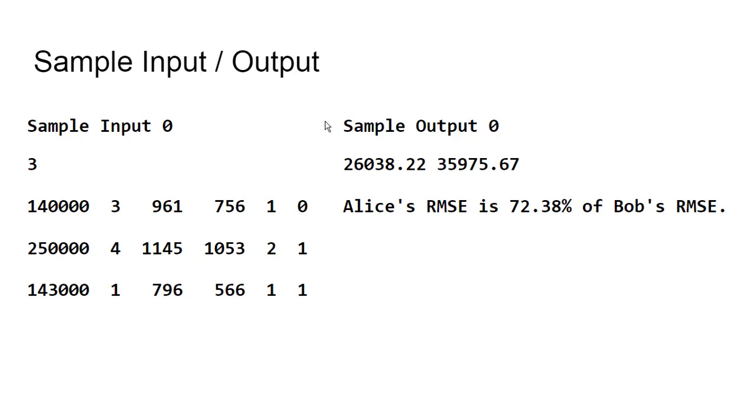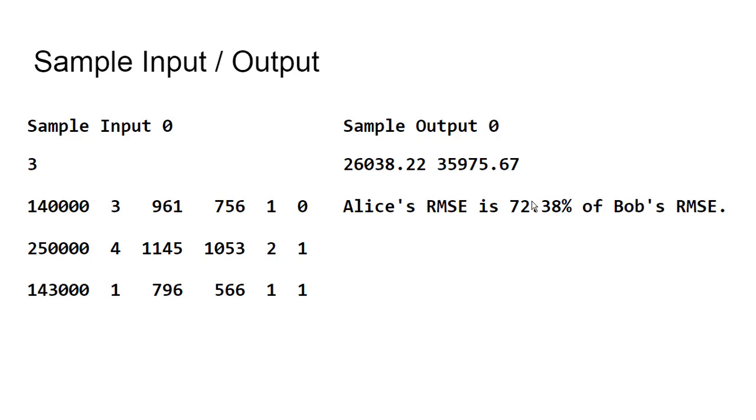So here is one set of sample input and output. The data are actually coming from a website called Kaggle, which runs machine learning competitions and also has many data sets. For each house, the first is the price of the house, number of bedrooms, first floor footage, second floor footage, number of full baths, and number of half bathrooms. And the sample output is the RMSE from Alice's prediction and that from Bob's prediction.